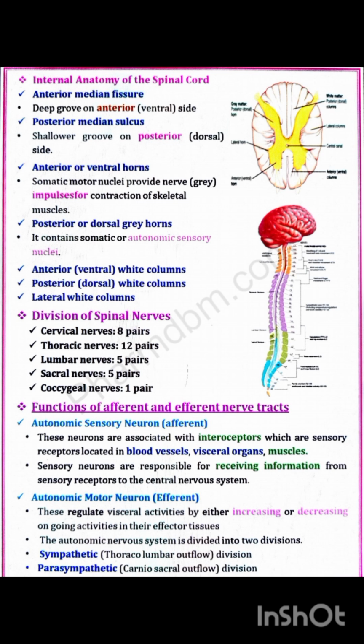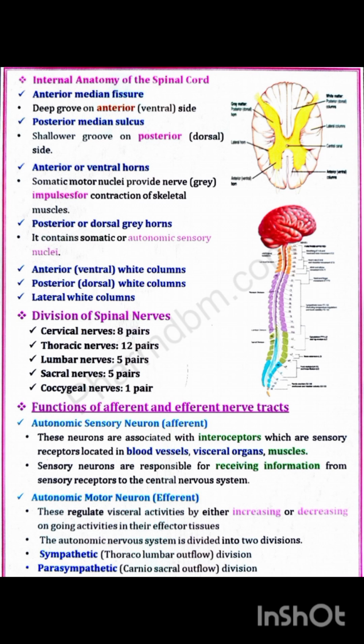Division of spinal nerves. Cervical nerves in 8 pairs, thoracic nerves in 12 pairs, lumbar nerves in 5 pairs, sacral nerves 5 pairs, coccygeal nerves a pair. Functions of afferent and efferent nerve tracts.